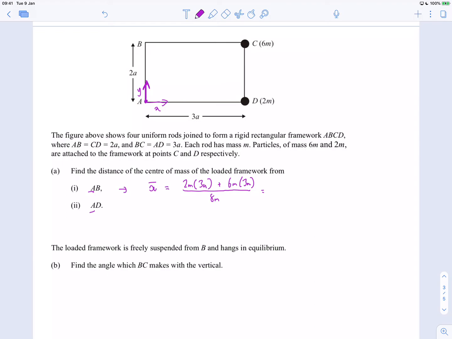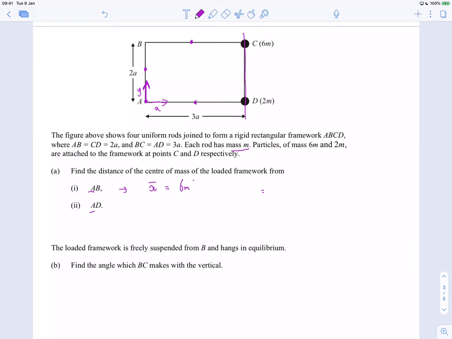What have we got? So this is just going to be 3a, isn't it? So we're expecting the centre of mass to be somewhere on this line. Oh, each rod has a mass of m. Okay, so no, ignore that. So that means we've got a centre of mass here, we've got a centre of mass here, and here in the middle, if they're uniform.